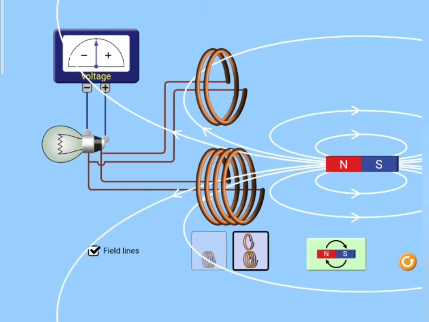From the experiment, we can conclude that whenever there is a relative motion between a conductor and a magnetic field, the flux linkage with a coil changes, and this change in the flux induces a voltage across the coil.